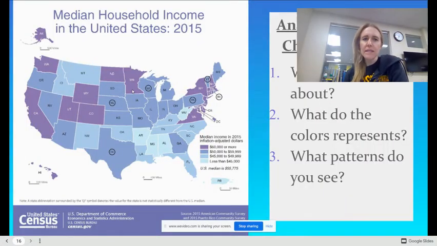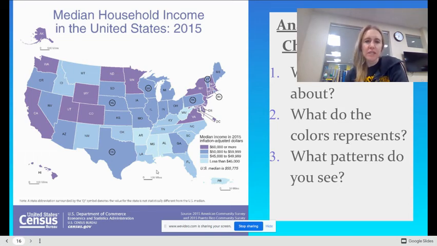So we're taking a look at state by state. When we analyze a choropleth map, we're going to look at these three questions, similar to the last one. What is this map about? This map is about the median, so middle, household income in the United States in the year 2015. What do the colors represent? The colors represent different ranges of median household income. The darker the colors, the wealthier those states are on average, their median household income is.